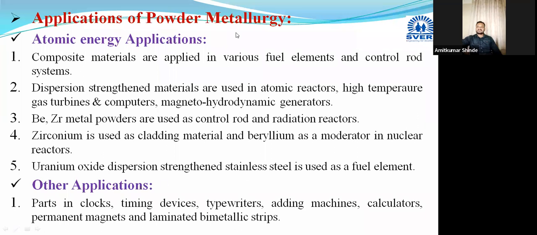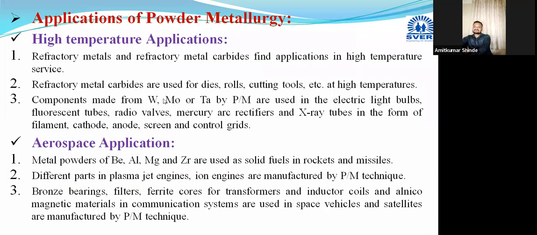All these can be manufactured by the powder metallurgy technique. Then the next, the high temperature applications and aerospace applications. Okay, the refractory metals and their carbides. Refractory metals means tungsten, molybdenum, titanium, chromium, vanadium. These are refractory metals having very high melting point, and their respective carbides.